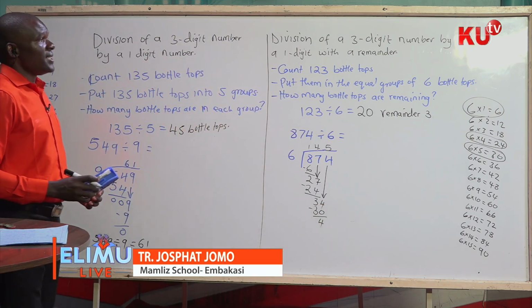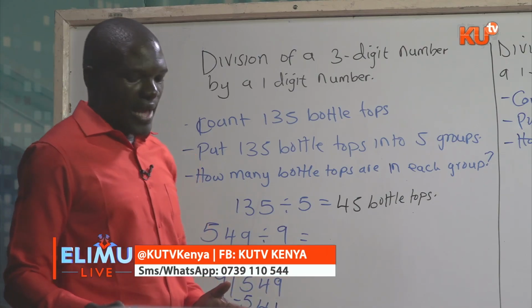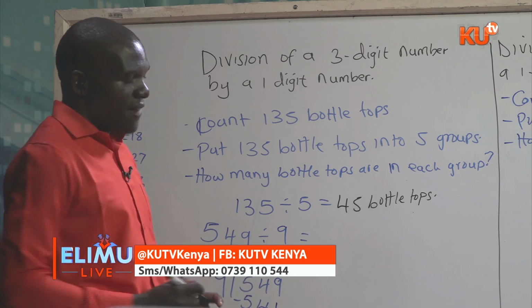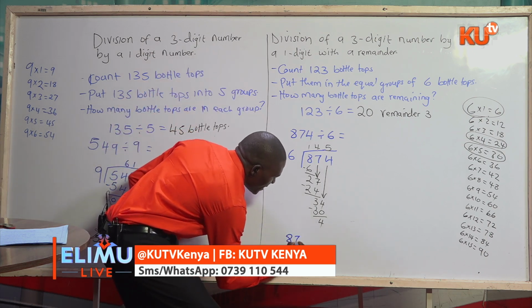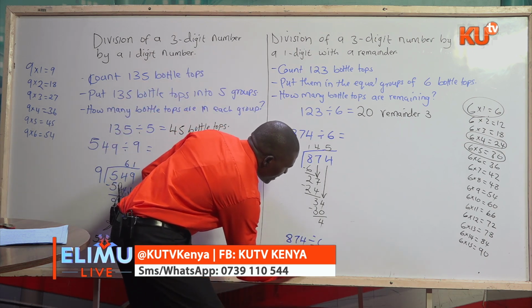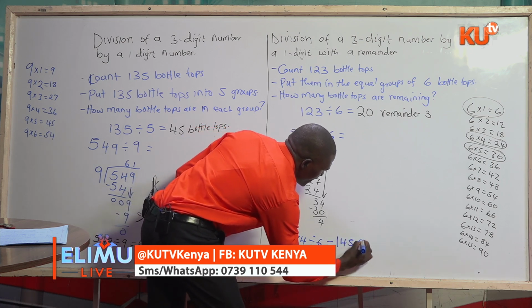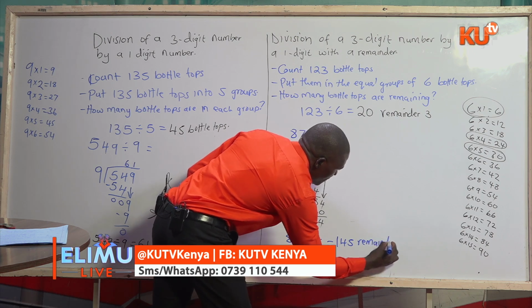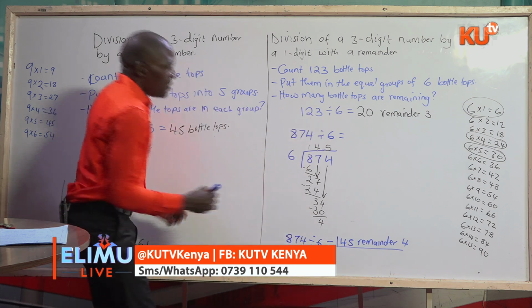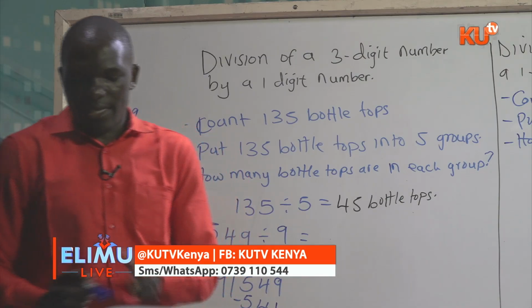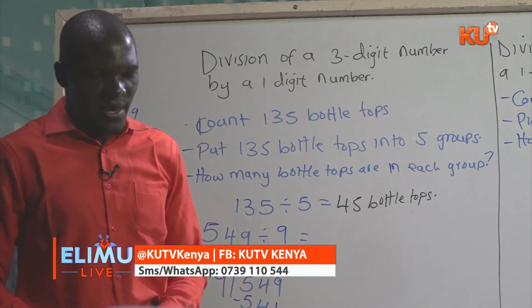Remember, we are looking at division of a 3-digit number by a 1-digit number with a remainder. And in our case, we already have a remainder, which is 4. So our answer, when we divide 874 by 6, it will give you 145 remainder 4. And that is how you can divide a 3-digit number by a 1-digit number with a remainder.